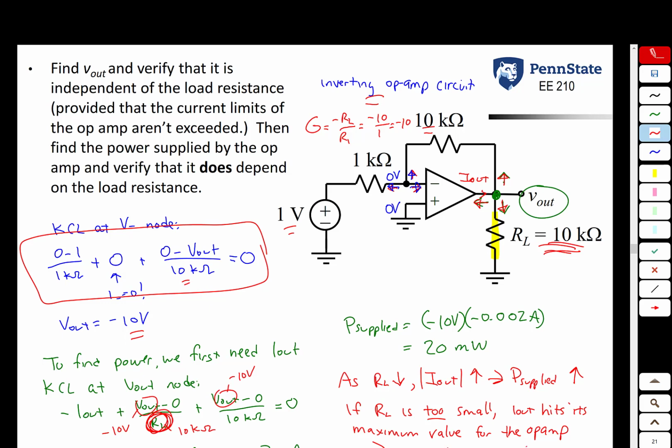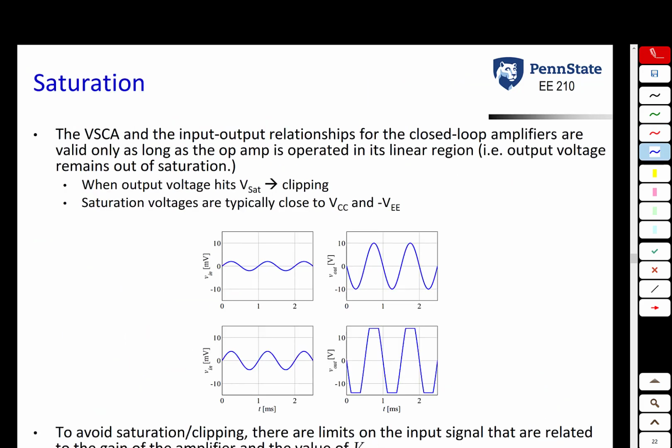Current saturation is not to be confused with voltage saturation that we looked at briefly at the beginning of this packet of notes and we'll look at again on the next slide, but they both are related to the limitations of the op-amp. An op-amp can only produce a certain voltage based upon the power supplies that are powering the op-amp. Likewise, the op-amp can only produce a certain current based upon the make and model of the op-amp and how it's designed. So let's talk about saturation now.